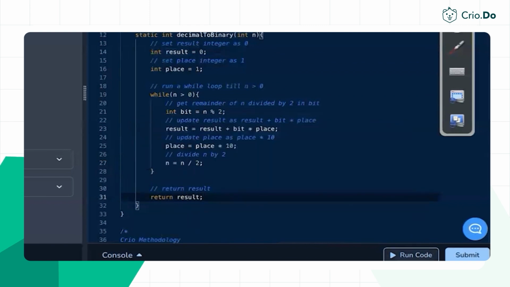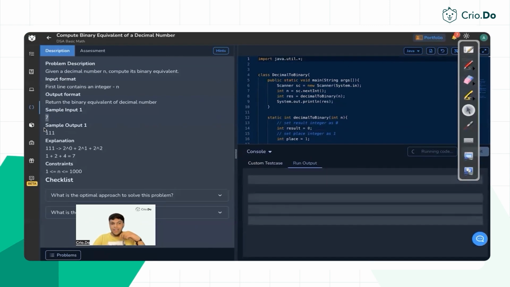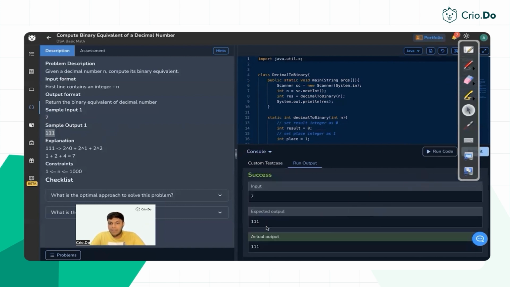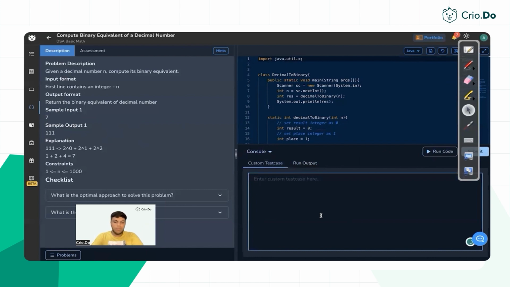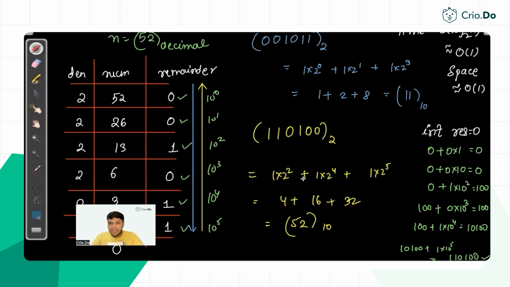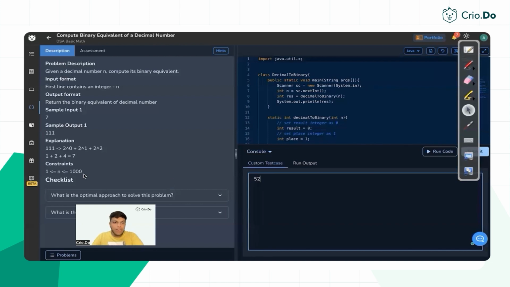So let's just see whether the code is working for some sample test cases. For the integer 7, the binary equivalent should be 111. Let's see if it is giving me 111 or not. It is taking time to run. Yes, it is giving me the same output. Let's do it for 52. That is the test case which we took during the dry run. It should give me 110100. Let's see if it is giving me 110100. Yes.